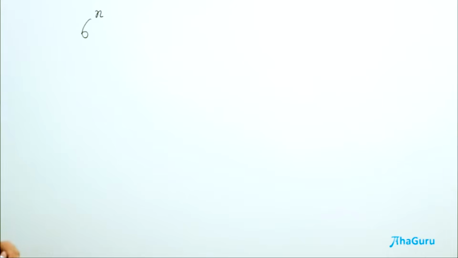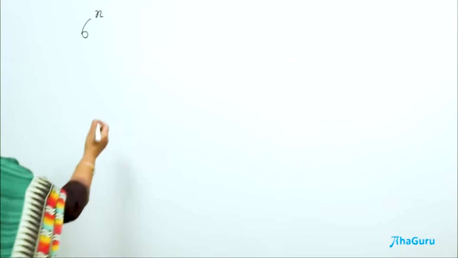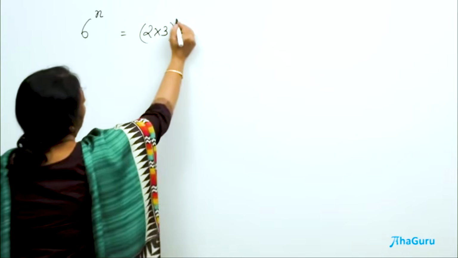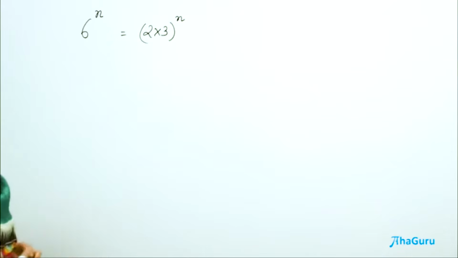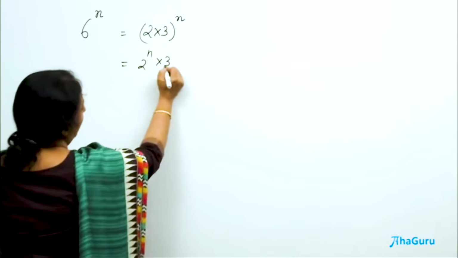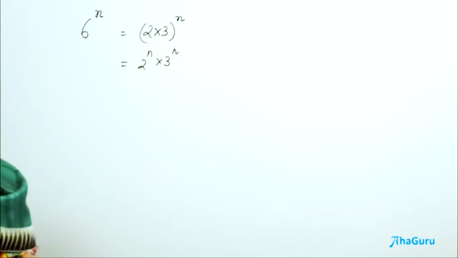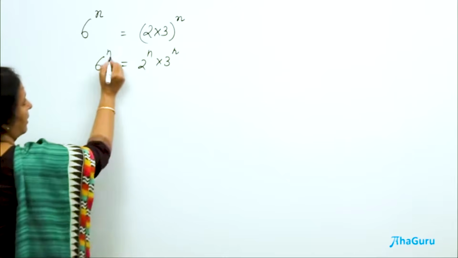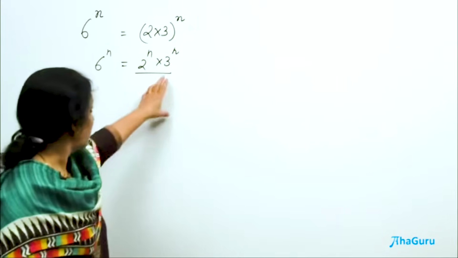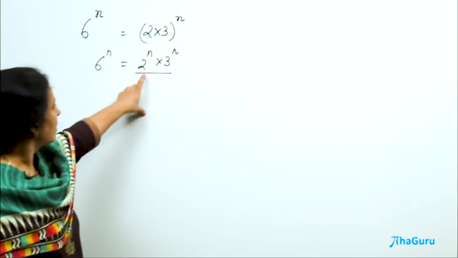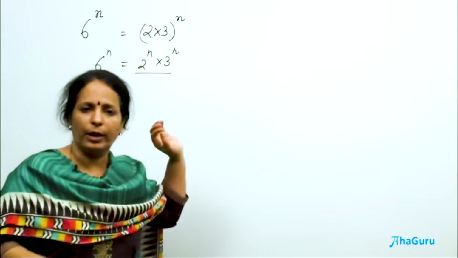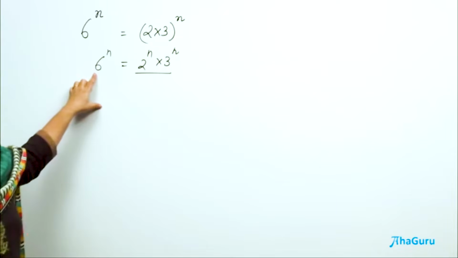So let us see how I write 6 to the power n. This base can be written as 2 into 3, isn't it, to the power n, and this again can be written, using the law of exponents, as 2 to the power n into 3 to the power n. So 6 to the power n can be written only as 2 to the power n multiplied by 3 to the power n. See the factors. You have one factor as 2, you have one factor as 3. So these are the only two factors for 6 to the power n.